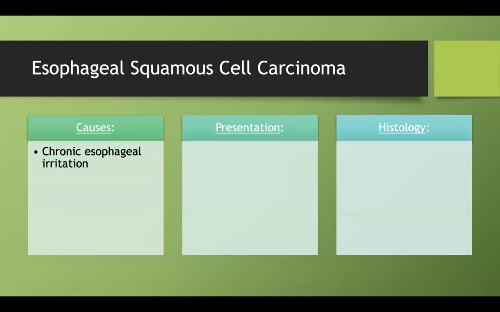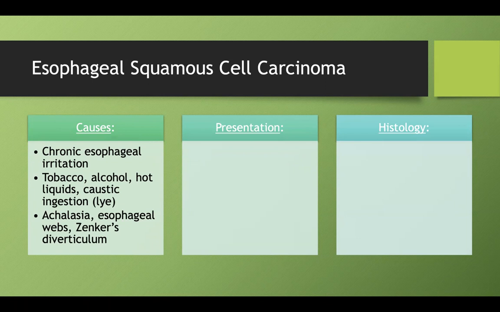And so what causes this? Chronic irritation. I don't know how many times I have to say that, but I really want to drive that point home. That could be irritation through tobacco, through alcohol, hot liquids. That's one of the reasons why it's more common worldwide as well. And caustic ingestion. But remember, there's a really, really long time difference between when you ingest it and you actually get it. And then there's quite a few conditions that can irritate your esophagus that can cause it. We've already talked about the webs, we've talked about Zenkers, achalasia, which we'll talk about later, that can also cause chronic inflammation of that area.